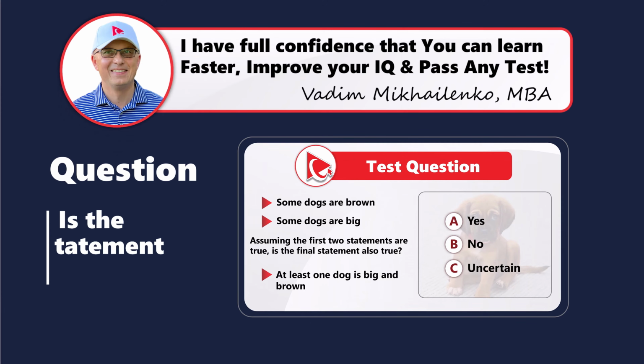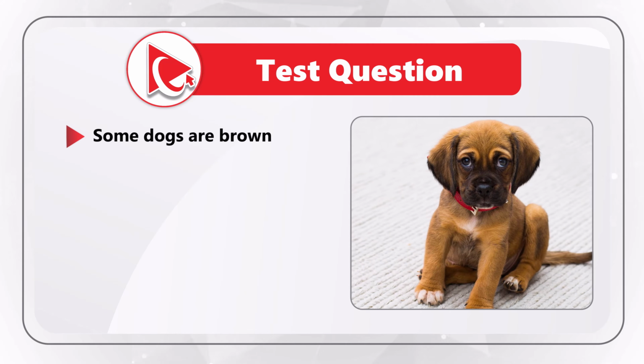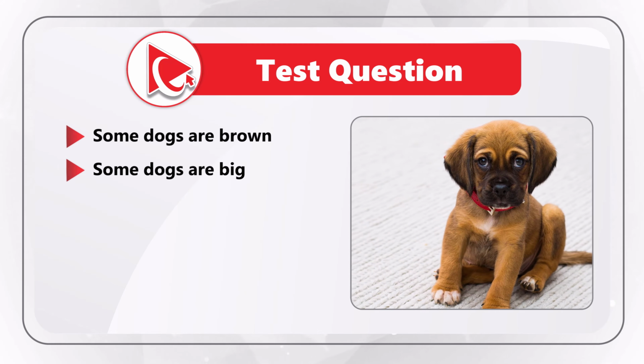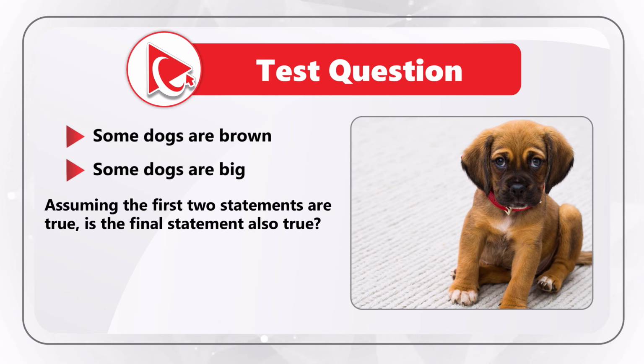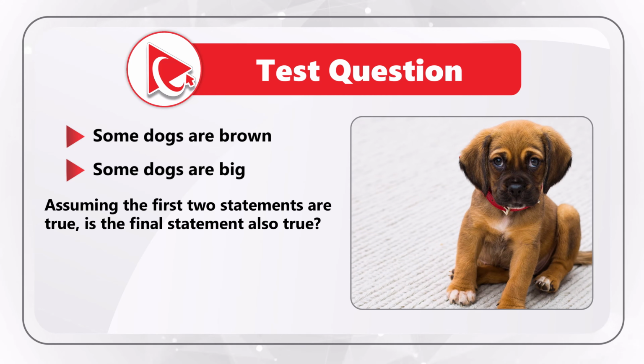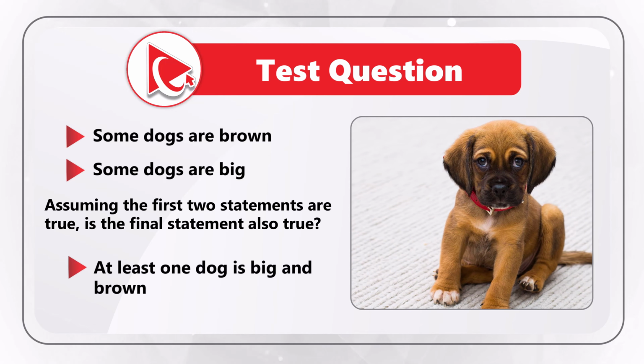Here's an amazing question to test your analytical skills. You're presented with 2 statements. The first statement is, some dogs are brown. The second statement is, some dogs are big. Assuming that the first 2 statements are true, is the final statement also true? Here's the final statement. At least one dog is big and brown.